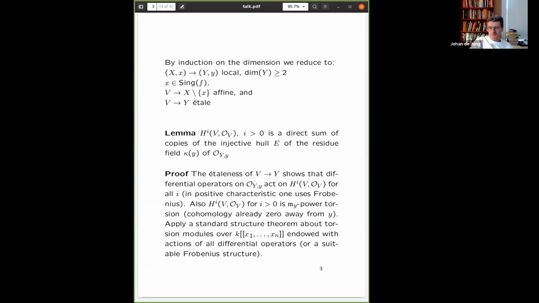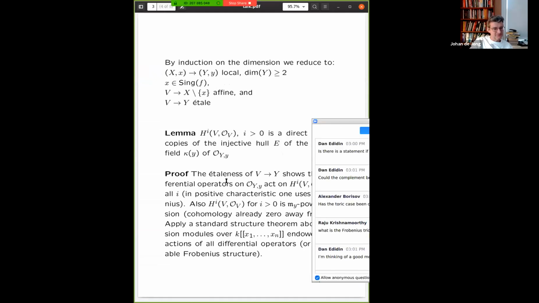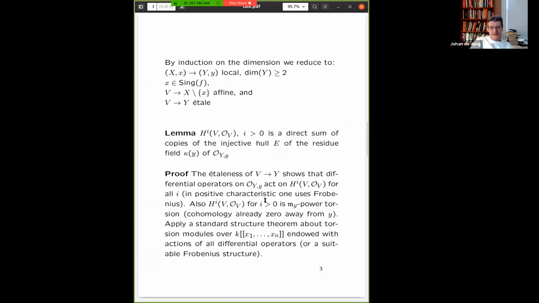Let's see. So Raju Krishnamurti wants to know, what is the Frobenius trick in characteristic p in step one? Right, so that's what you were asking, Daniel, right? So it's that if you have a module over a ring like this, can you see? Highlight? Okay. And K has characteristic p, you have a module over that, it's torsion, it's supported at the closed point, and you have a Frobenius endomorphism, so that when you base extend, it's an isomorphism after tensoring over the Frobenius with the ring. Does it make sense? Sorry, I think so.